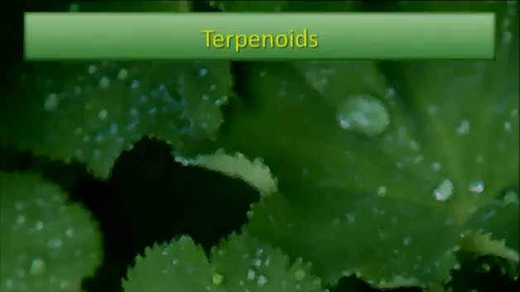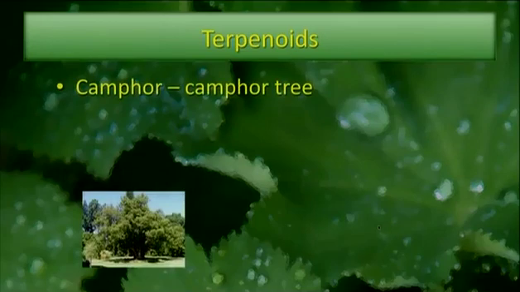And the third class that we're going to talk about are terpenoids. Some terpenoids of value include camphor from the camphor tree, which is used for medicinal oils, also used for disinfectants.